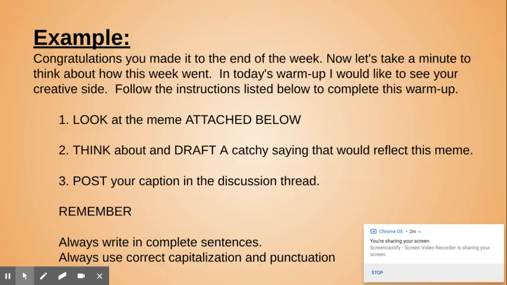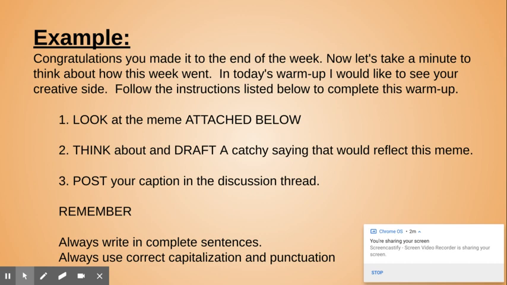And so we're going to take a look at an example, and I'm going to read this example real quick. It says, congratulations, you made it to the end of the week. Now let's take a minute to think about how this week went. In today's warm-up, I would like to see your creative side. Follow the instructions listed below to complete this warm-up.